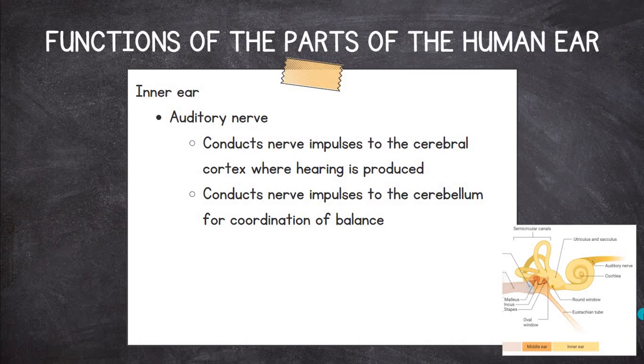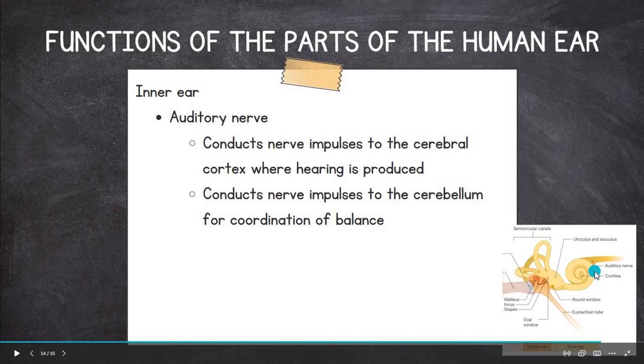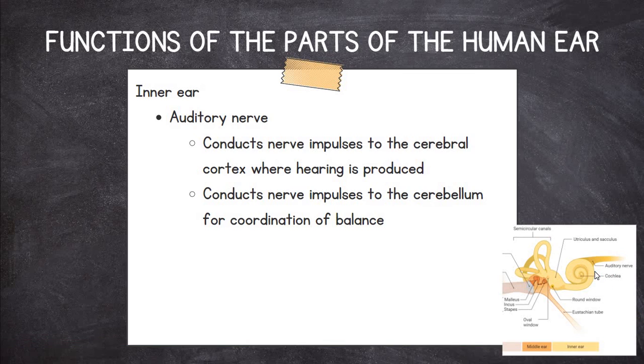Then we have the auditory nerve. So the auditory nerve is responsible for conducting nerve impulses to the cerebral cortex where hearing is produced, but then also it conducts those impulses to the cerebellum for coordination of balance. So here you can see that the cerebral cortex is very important for us to be able to hear, and the cerebellum is very important for the coordination of balance.